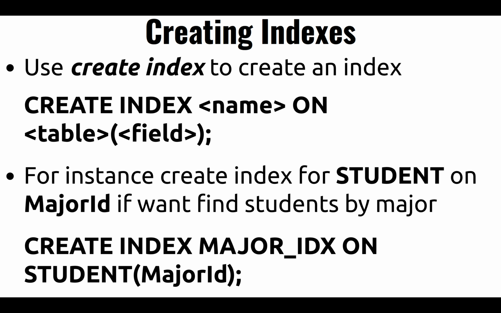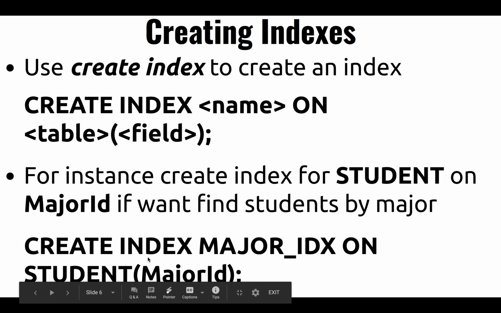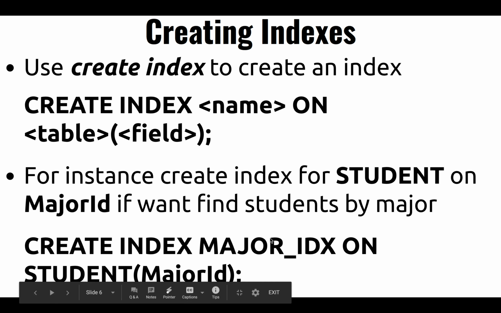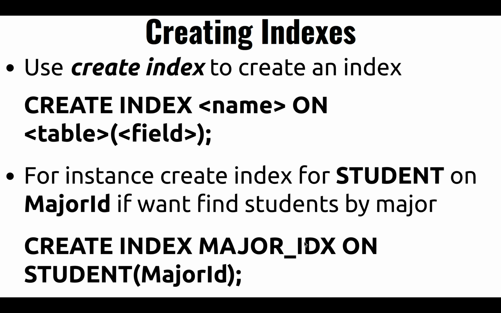So for instance, here we are creating an index on a student table. And the student table, if you remember, had a primary key for the ID of the student, and had the major ID, which was a foreign key connected to the departments. And here we're creating an index on the major field. A common practice is to append the underscore IDX at the end of the name of the index that we're creating.